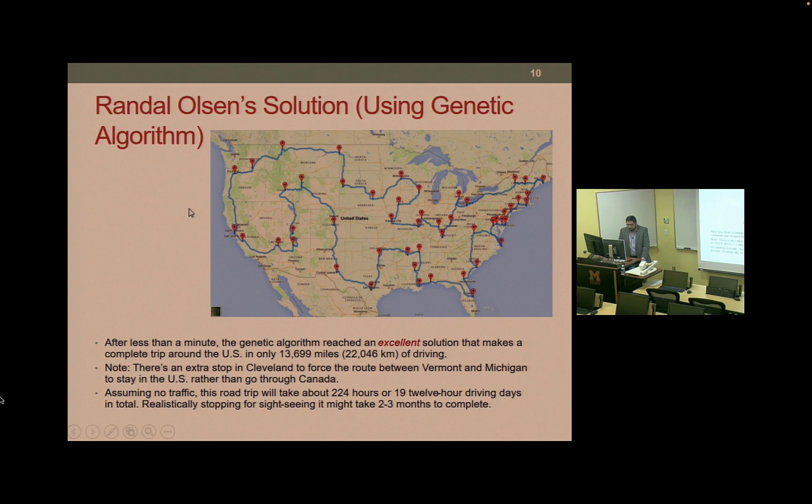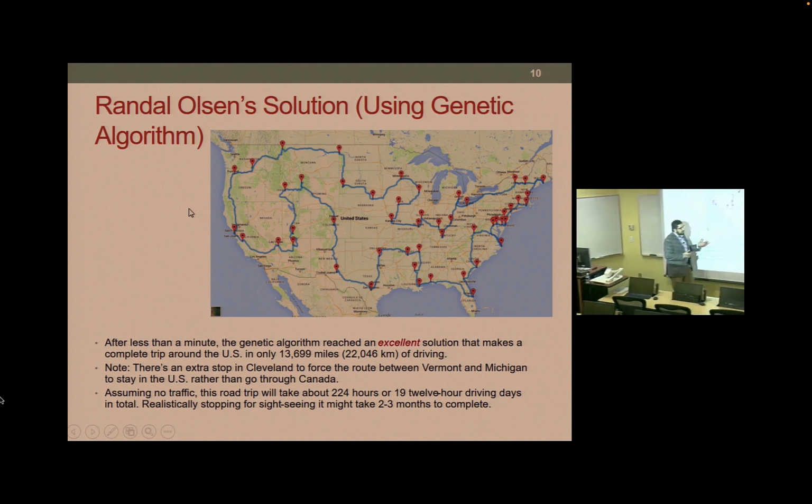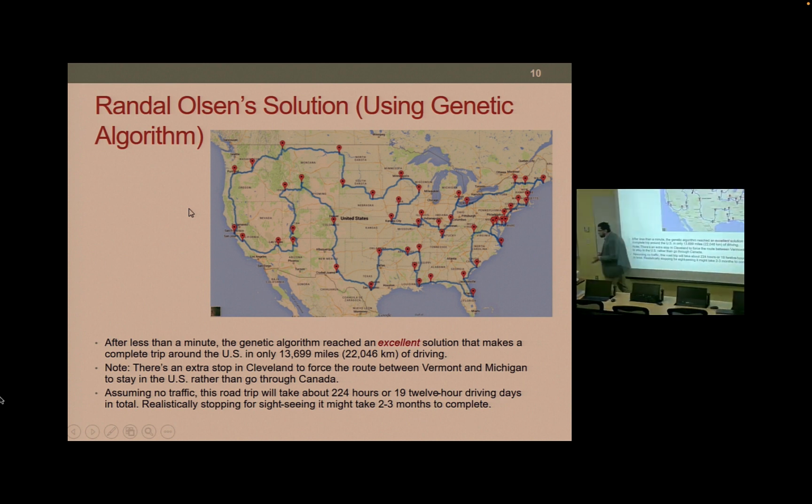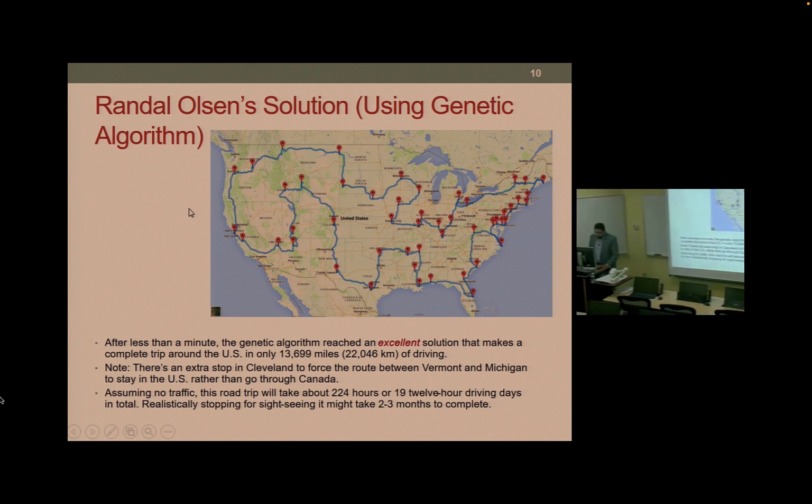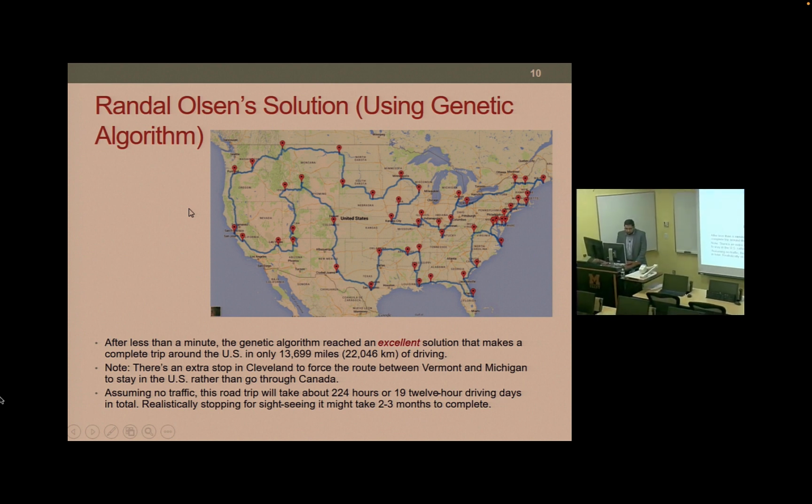Okay. Assuming ideal conditions, you could do this route in 19 days if you drive 12 hours per day. But if you are going to be stopping and sightseeing, it might take 2 months or more to complete. Okay. So this is a great idea if you are thinking of what to do over summer. You can take this route and go see the United States.